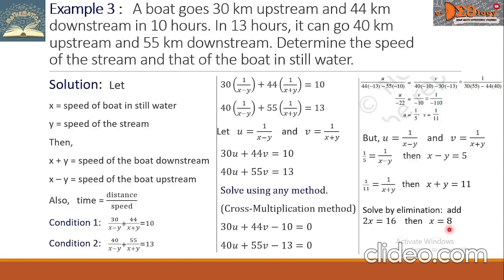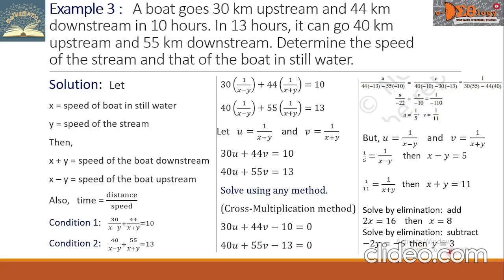Now, let us solve for y. We can observe that the variable x here has the same coefficients with the same signs. So we can solve by elimination and we will subtract. x minus x will be cancelled out. Negative y minus y is negative 2y. 5 minus 11 is negative 6. When we divide this equation by negative 2, y equals 3.